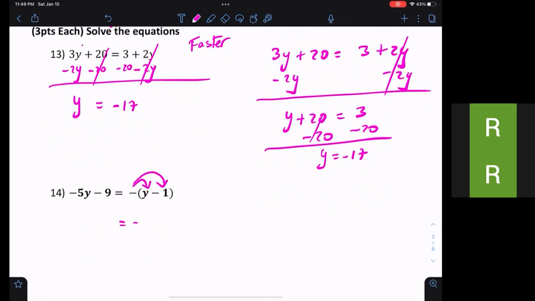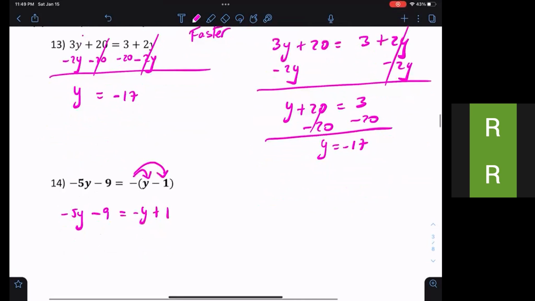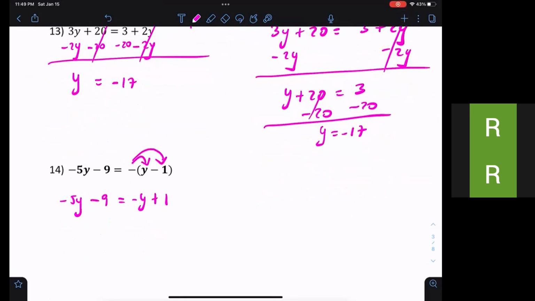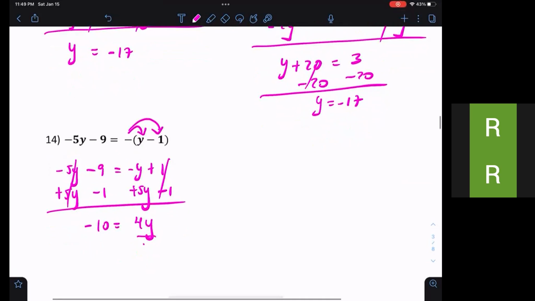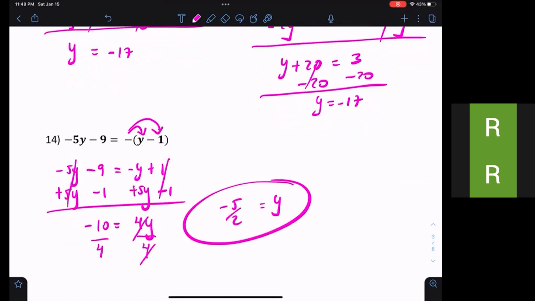Now the next question, they want you to distribute. So this is negative y plus 1, and this is negative 9, negative 5y. What you need to do is combine like terms. You can add 5y on both sides. I'm going to do multiple steps this time, and then I'm going to subtract 1 on both sides. So this cancels out and you get negative 10, and this cancels out and you get 4y. We need to solve for y, so we divide by 4 on both sides. So y is going to be negative 5 halves. That's it, you're done.